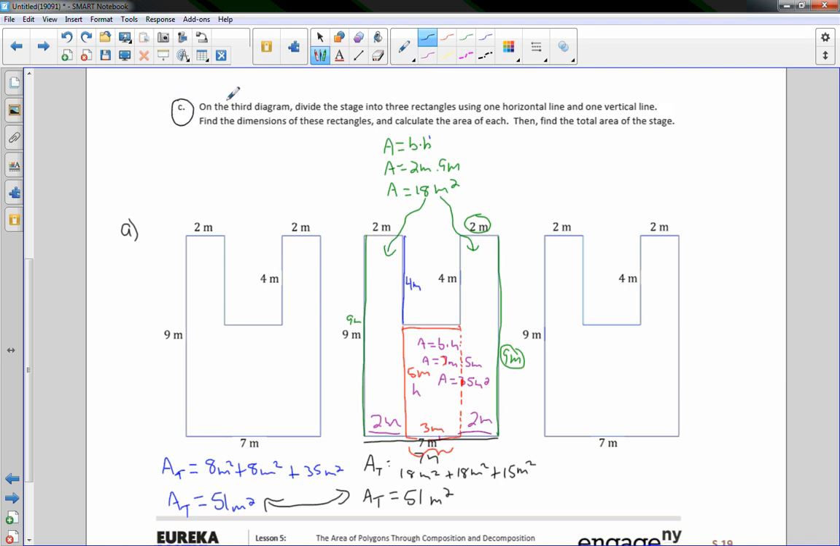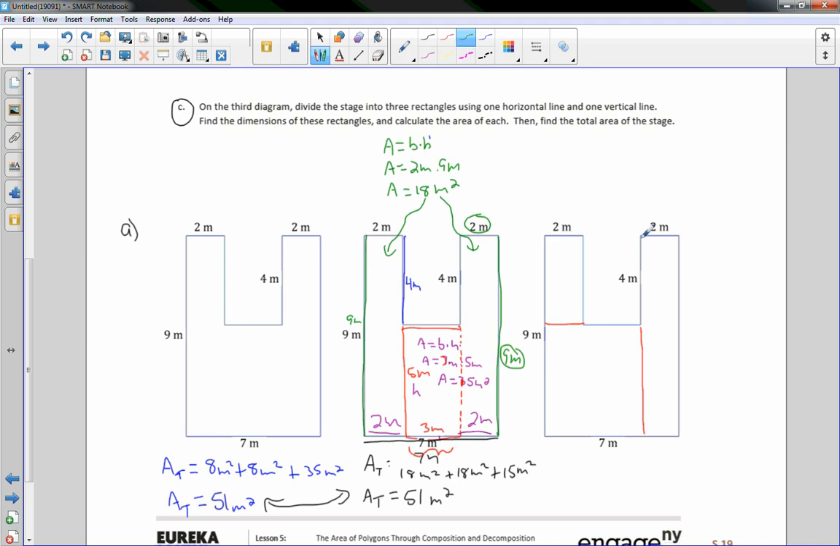And it says, on the third diagram, divide the stage into 3 rectangles using 1 horizontal line and 1 vertical line. Oh, okay, that's interesting. So they want us to use 1 horizontal line, so I'll put a horizontal line there. And they said 1 vertical line, which would be here. I'll try to draw that straight. So there's my horizontal line and my vertical line. So I have now created a rectangle here, a really long rectangle here, and a shorter rectangle here.